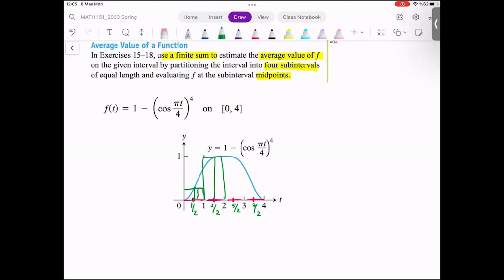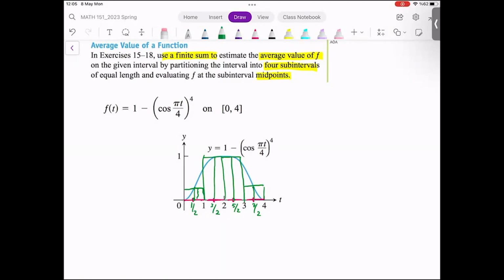Do the same for the next. This is the midpoint. I go up till the curve, and then I complete the rectangle over the given base. And the last midpoint, last approximating rectangle. Why do we draw 4 rectangles here? Because we are trying to estimate the area under the curve, which is the same as the definite integral.